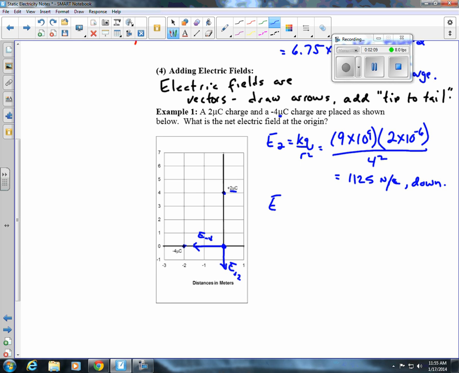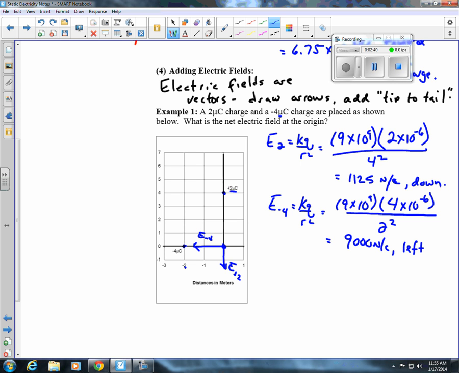Now, E for the -4 charge. Same equation, kq over r squared. 9 times 10 to the 9th, 4 times 10 to the -6th, divided by the distance, which for this one is 2, because I'm at the origin, and this is at -2. So 2 squared. And that's going to give me 9,000 newtons per coulomb. And we're going to remember that that one is to the left, like we drew on the diagram.